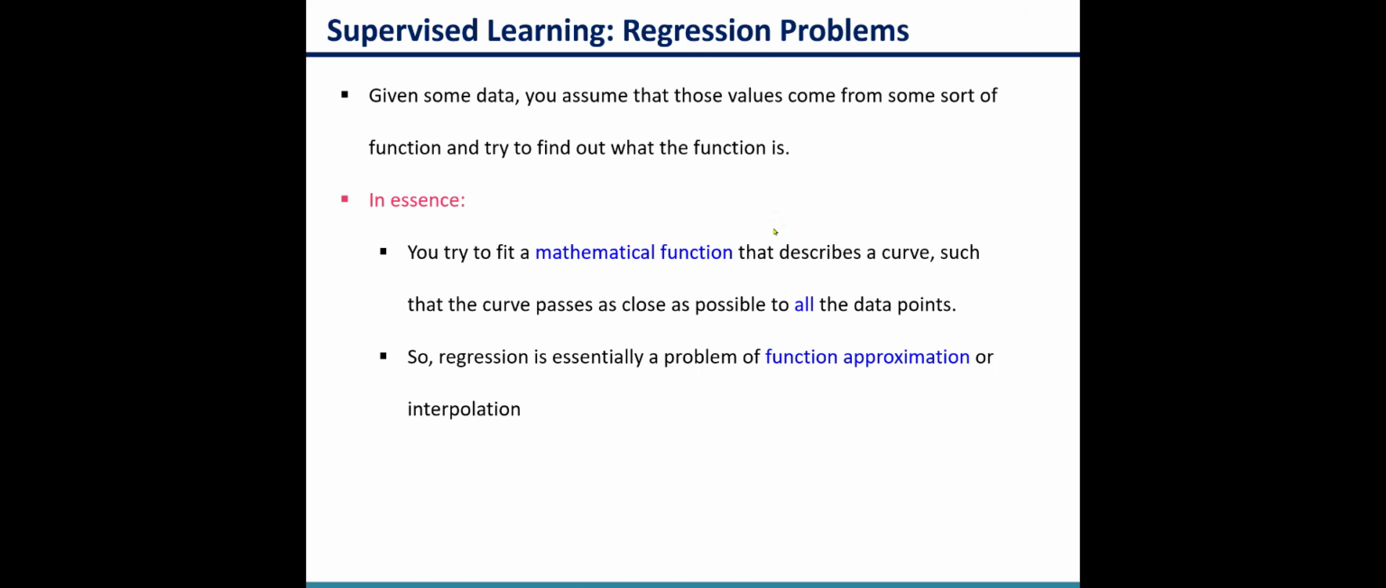Second, regression problem. Given some data, we assume that those values come from some sort of function and try to find out what function it is. So in essence, you try to fit a mathematical function that describes a curve, such that the curve passes as close as possible to all the data points. So regression is essentially a problem of function approximation or interpolation.